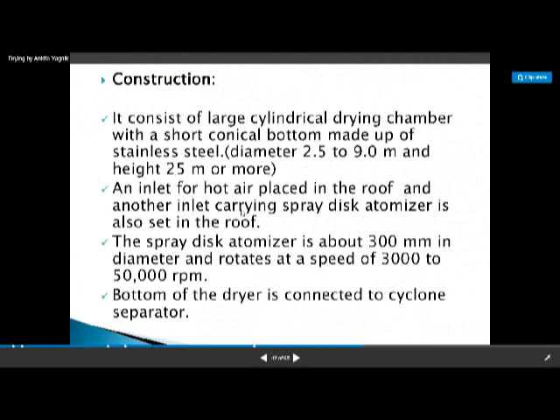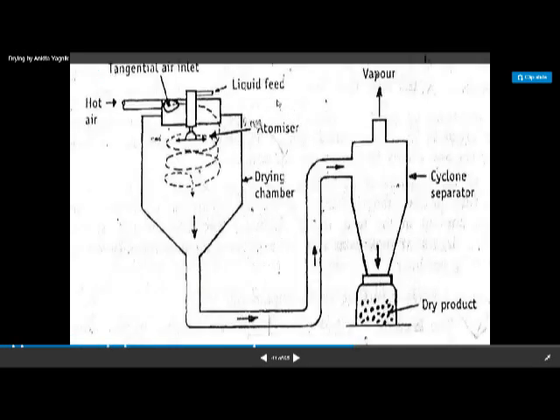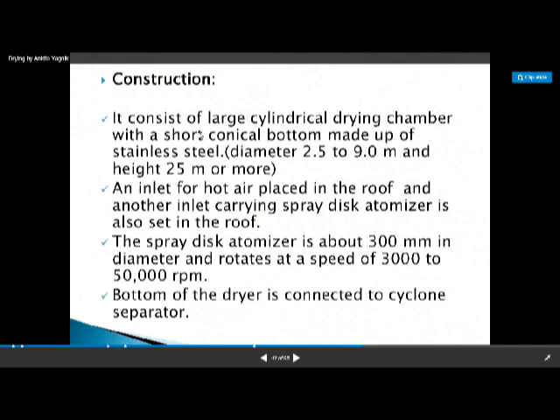Then this inlet for the hot air is present at the roof, and another inlet for carrying the spray disc atomizer is also set at the roof. This is another inlet, you can see here, the liquid feed to carry the sprayed atomizer, right? And a tangential air inlet is also there. So these are the inlets.